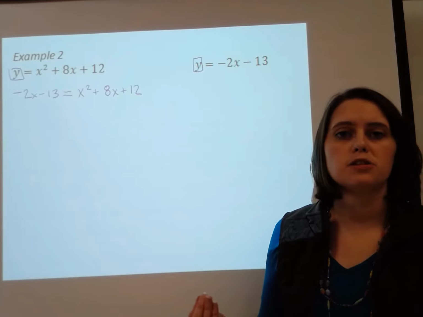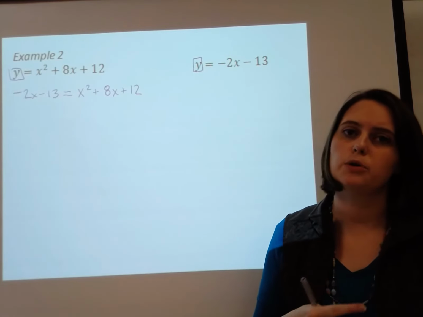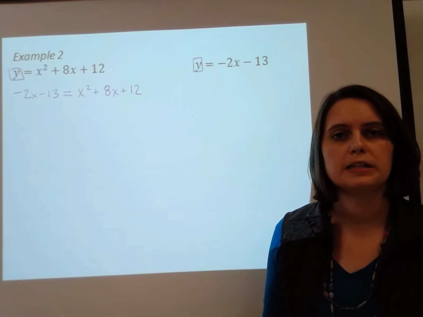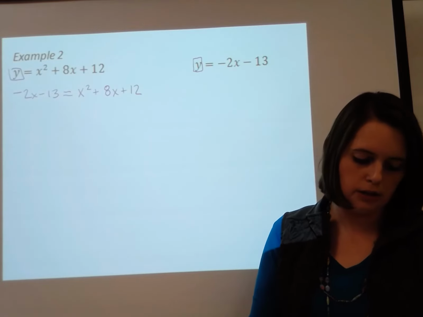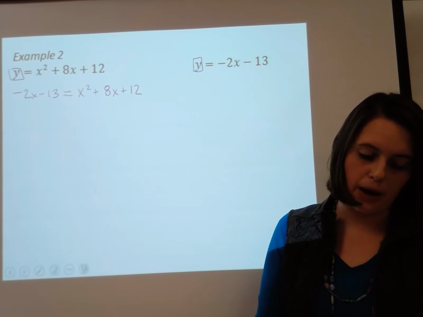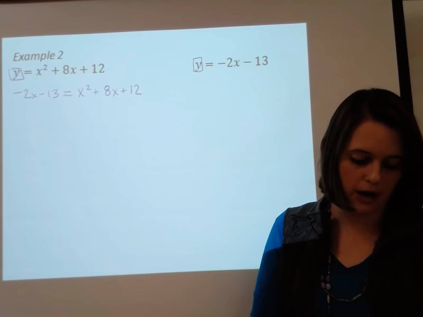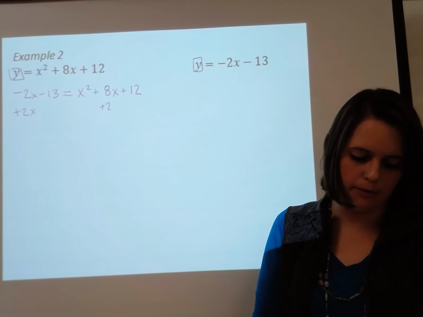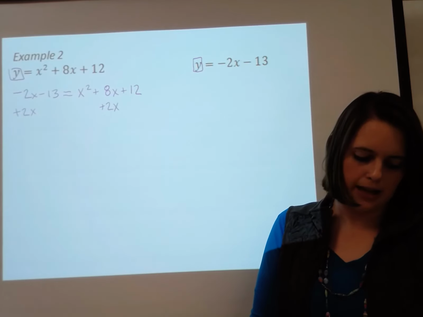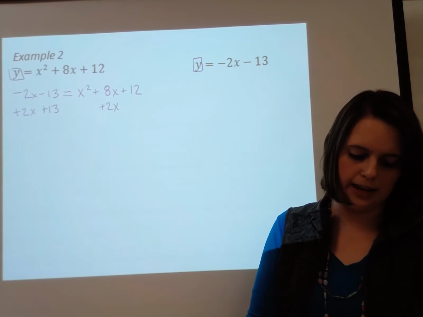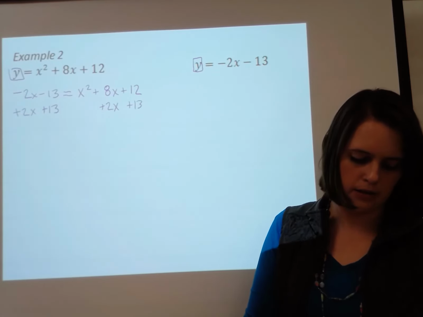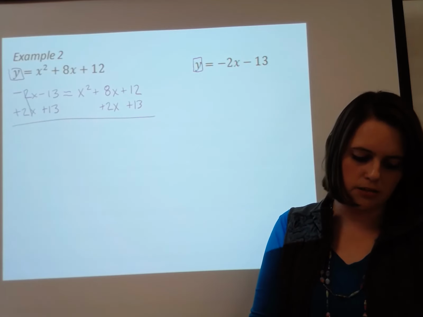Now that we have substituted one equation into the other, we now need to move all the terms to one side so we can set it equal to 0 and solve. So I'm going to move everything to the right, that way I can leave my ax squared term positive. So add 2x, lining it up with its like term. Add 13, again lining it up with its like term. Everything on the left cancels, leaving us with 0 as we need.